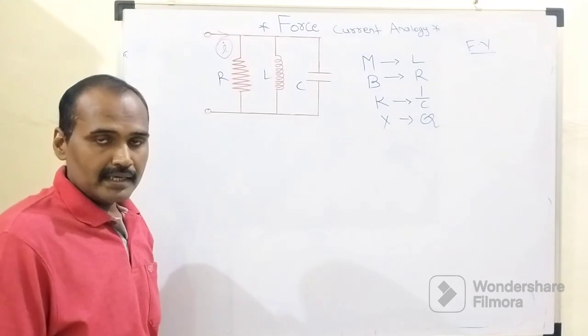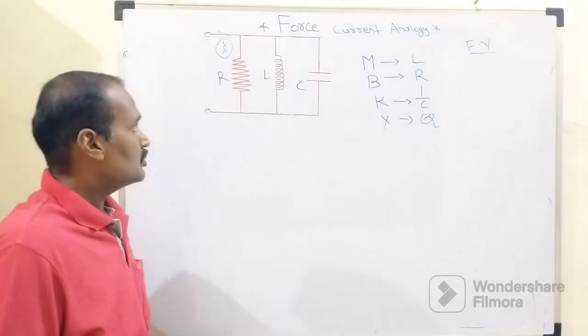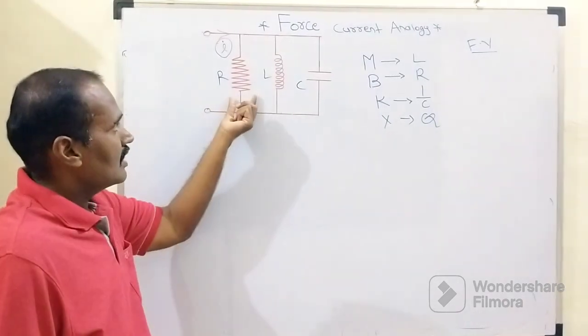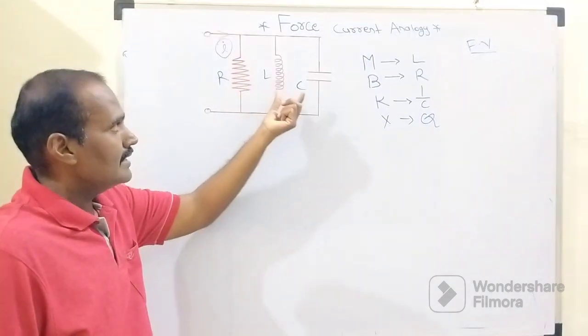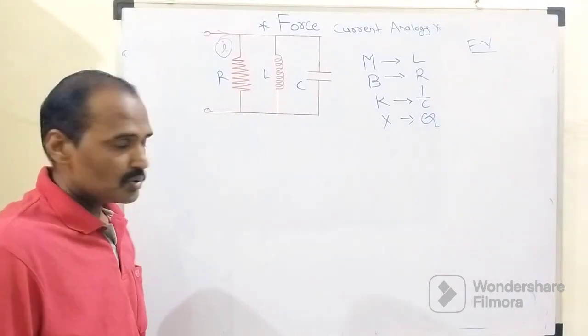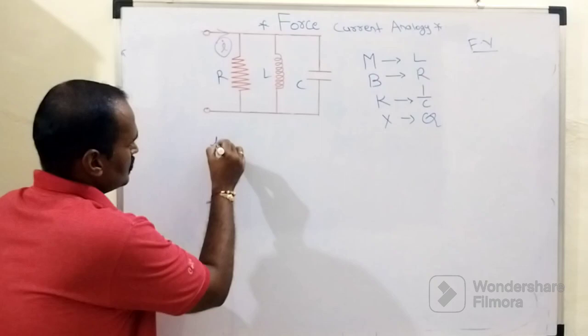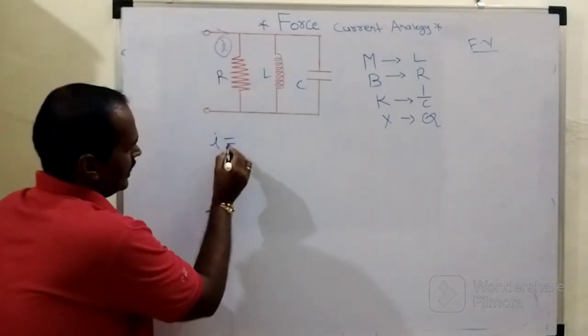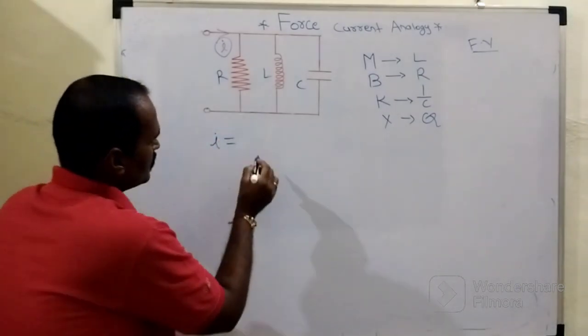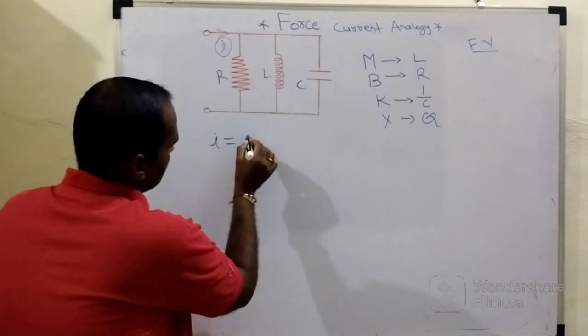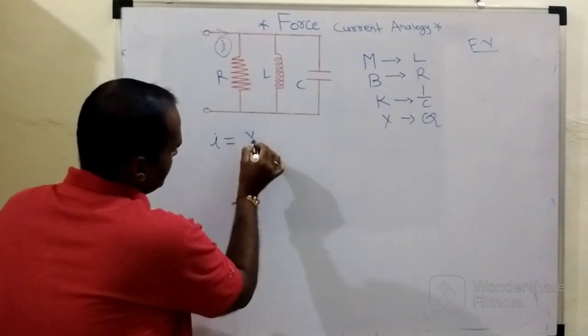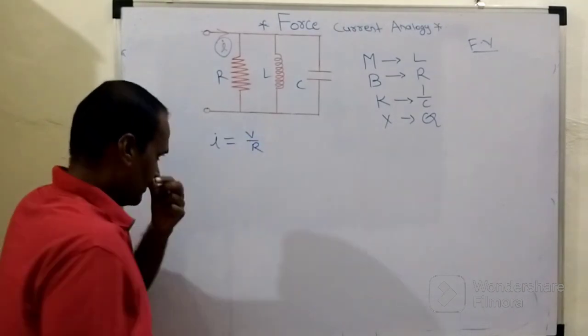Accordingly, we are supposed to determine the total current flowing through the resistor, inductor and capacitor. So the fundamental current through this circuitry is given by I equals, according to Ohm's law, the current flowing through the resistor, which is simply V by R.